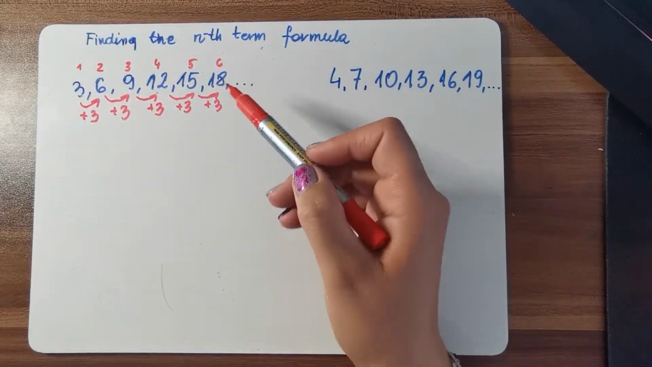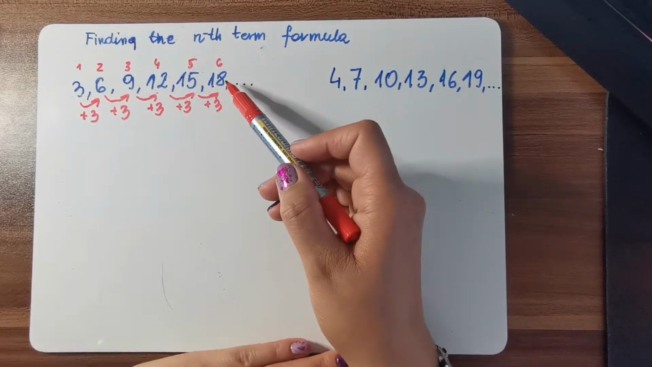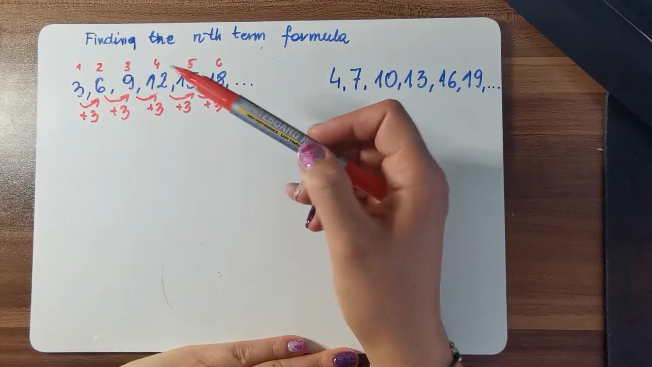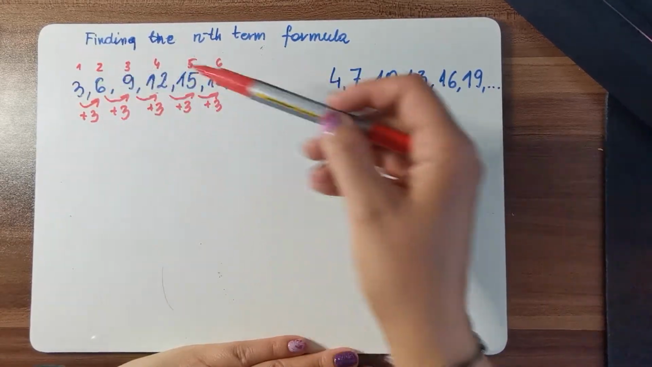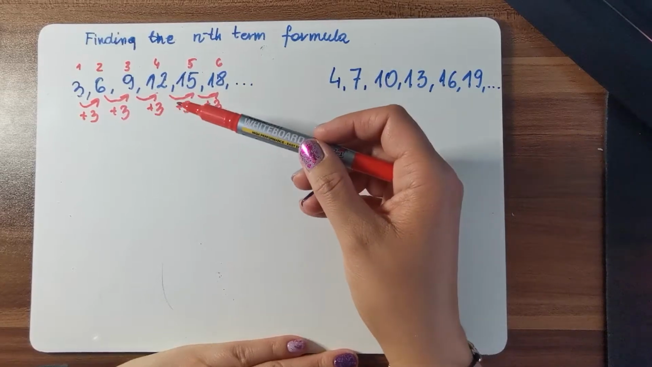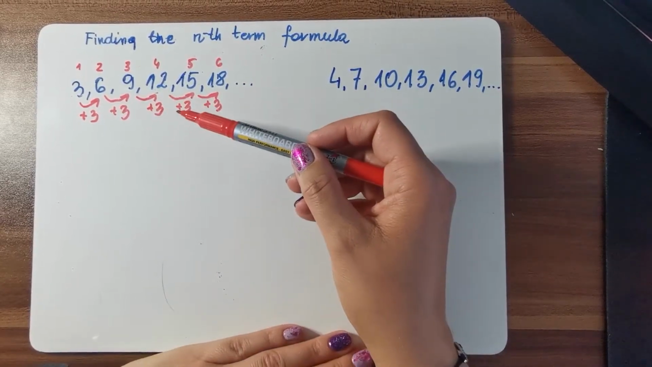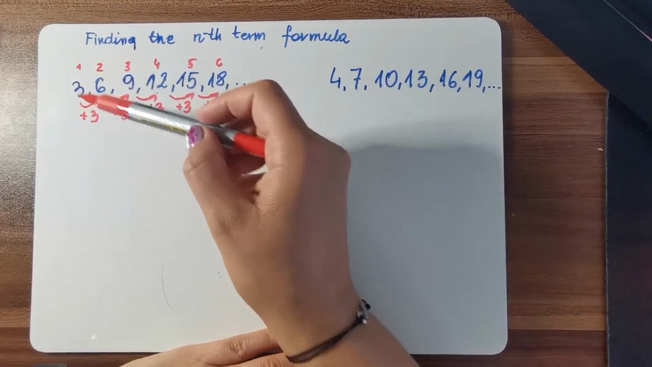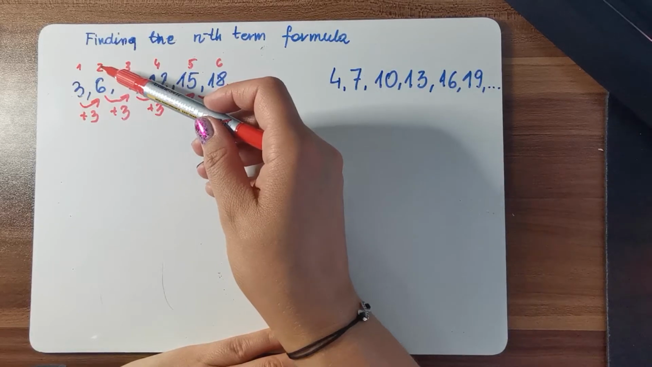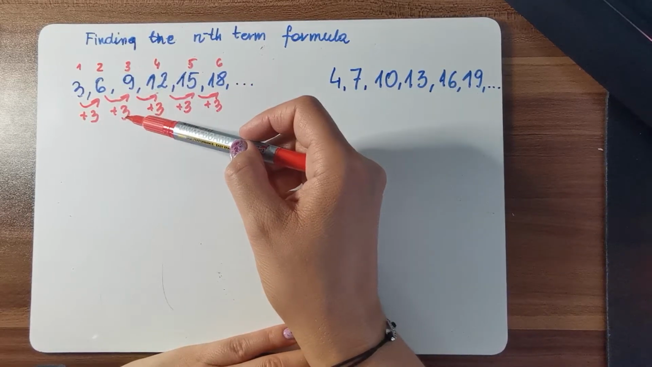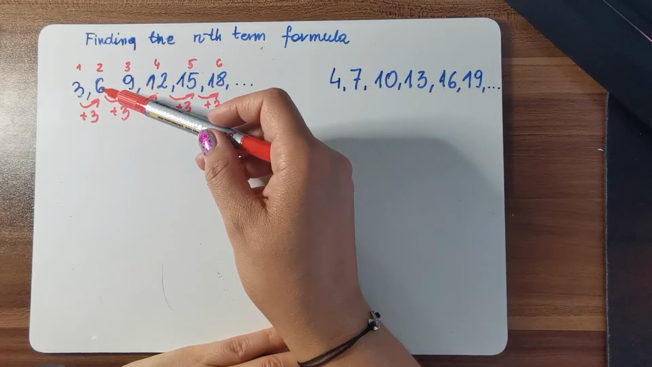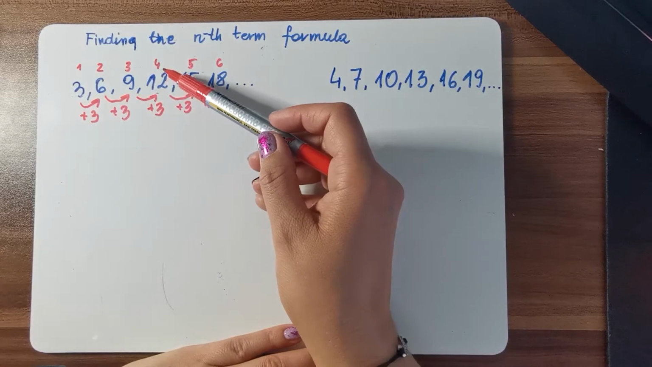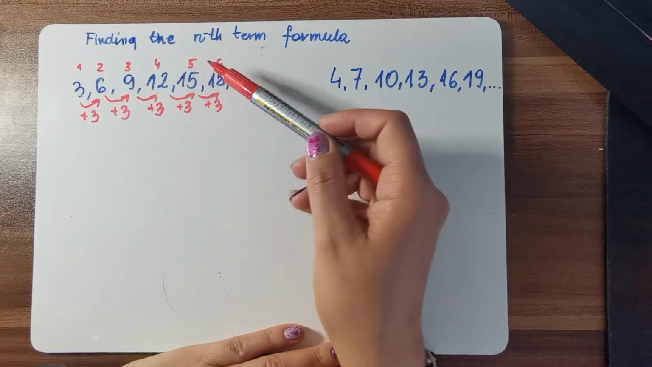So we have 6 first terms in our sequence. On the first position, we have 3, on the second, 6, and so on. If you look at those terms, you will see that they are basically the 3 times table. So 1 times 3 gives us 3. The position times the common difference gives us the value of the term. 2 times 3 is 6. 3 times 3 is 9. 4 times 3 is 12, and so on.